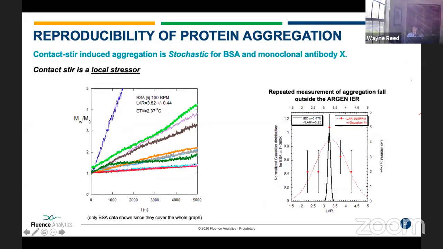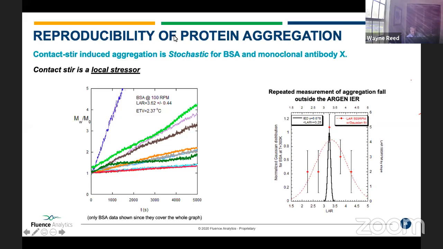Now if we go to the next, on the left-hand side, this is with contact stir, and we already saw the results. With contact stir, it made the solution cloudy, but it was a very small population of large aggregates. What you see is that it really is all over the map, and so it's not reproducible. It's ballpark reproducible, but not highly so. On the right-hand side, again, the black Gaussian in the center is the instrument, and the other measurements are spread around it. You can see we're outside the instrument error distribution, so it is not operationally deterministic. It is very much stochastic.